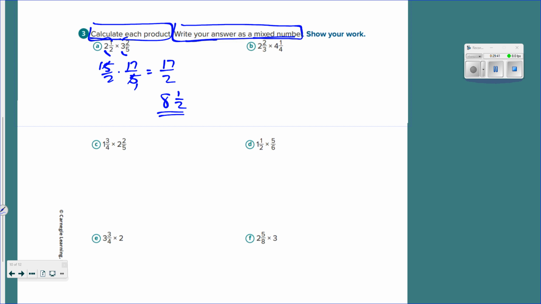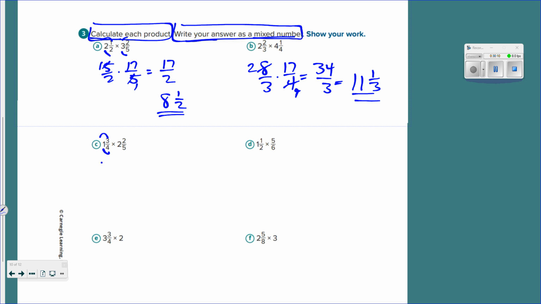Next one, 3 times 2 is 6, plus 2 is 8. 4 times 4 is 16, plus 1 is 17. Again, I have reduction. 4 on the bottom, top, I can divide both of those by 4. Gives me a 1 and 2, so now I just have 34 and 3. That's going to go 11 times with 1 left over. Okay? 4 times 1 is 5. 4 plus 3 is 7. 5 times 2 is 10 plus 2 is 12.